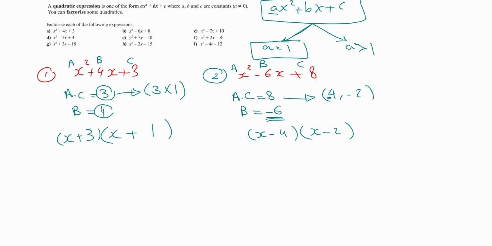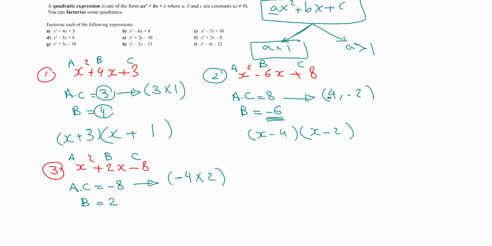Question number 3. x squared plus 2x minus 8. As we said, we will label the coefficients of x squared, a, b, c. Then a times c equals negative 8 and b equals 2. We will look for two numbers. Their product is negative 8 and the sum is 2. Negative 4 times 2 equals negative 8.